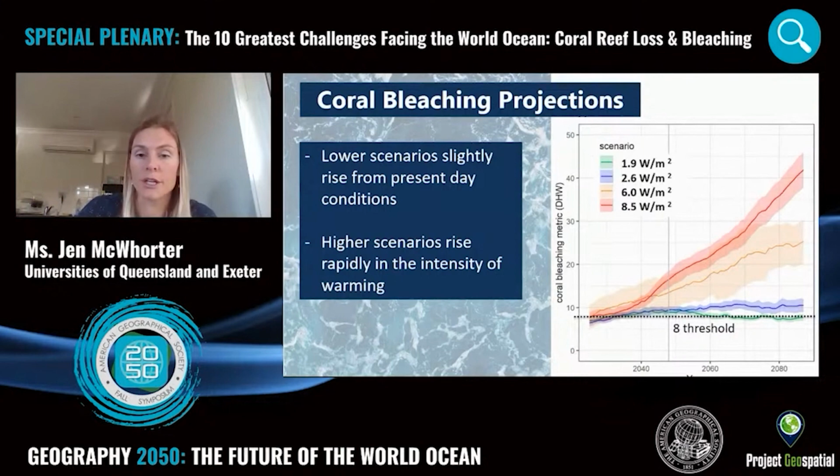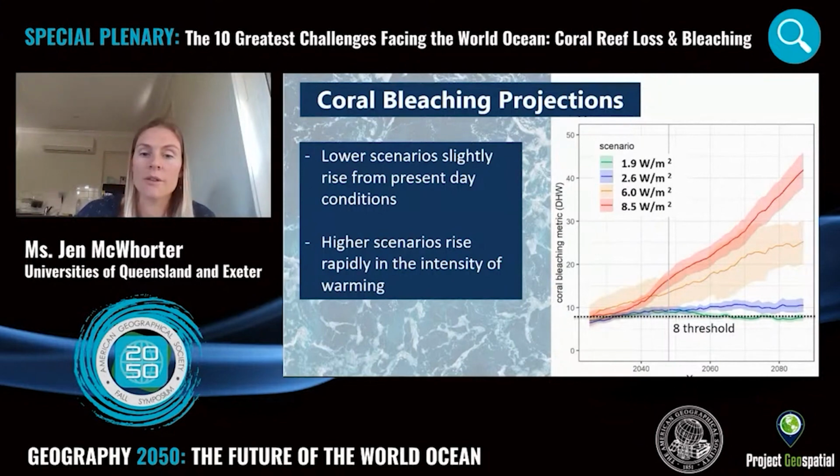As you can see in the figure, the 2 low scenarios slightly rise from conditions similar to what we've seen today until about 2048, indicated by the gray vertical line. This is when that lowest scenario peaks. Meanwhile, the high scenarios increase rapidly in the intensity of warming. So those 2 low scenarios remain close to that 8 threshold where we typically experience severe bleaching.